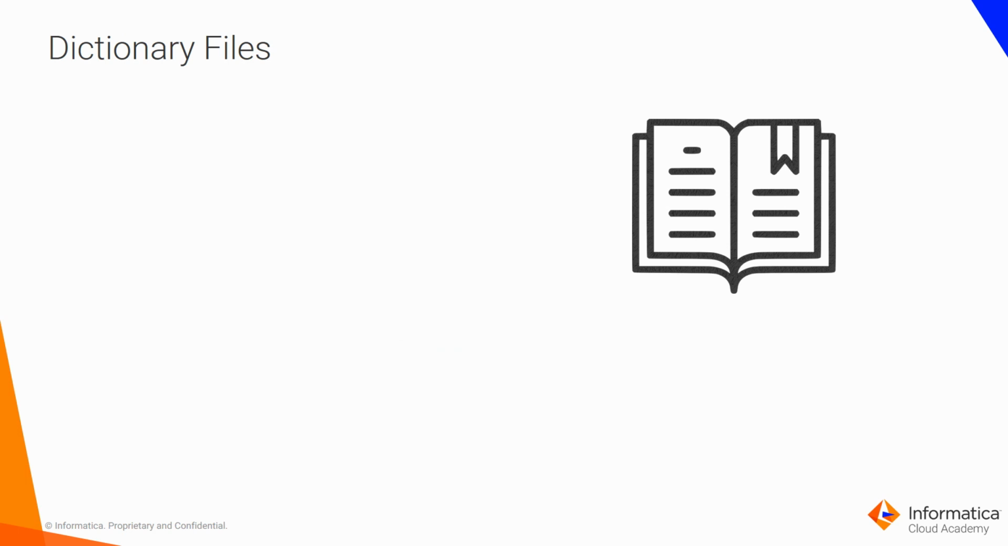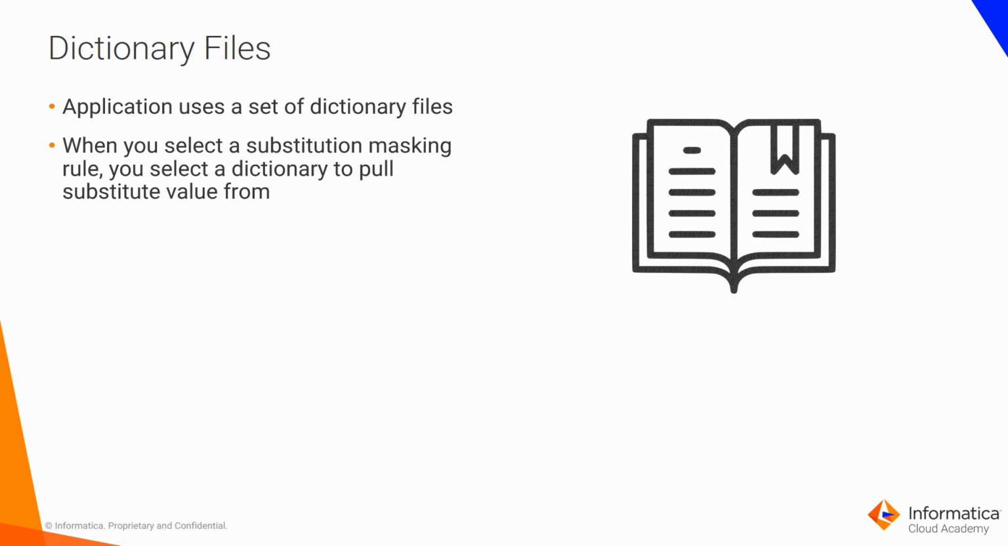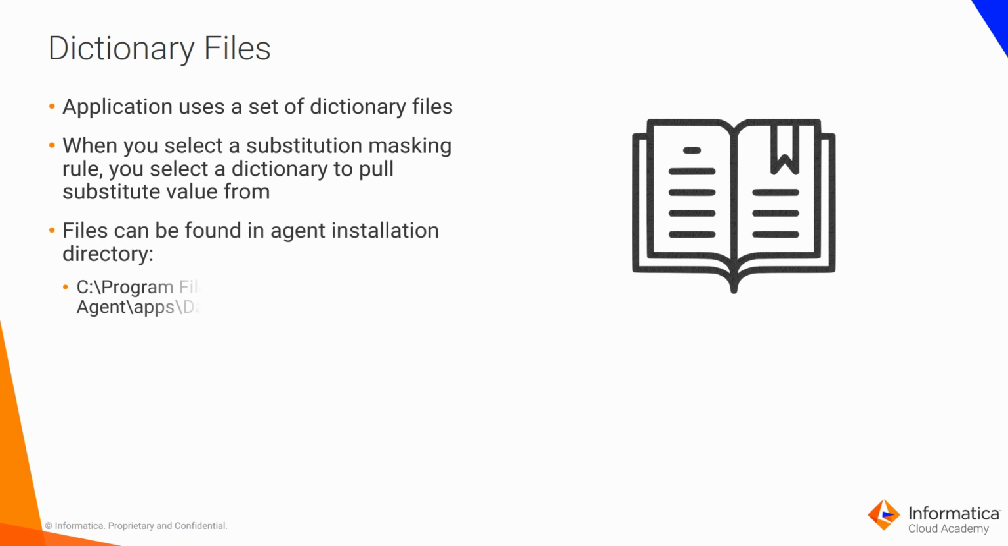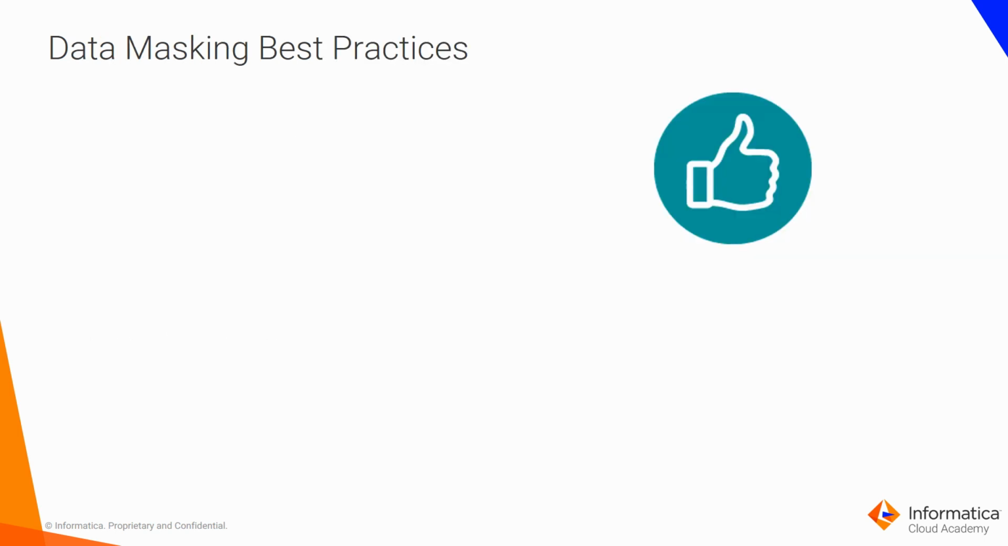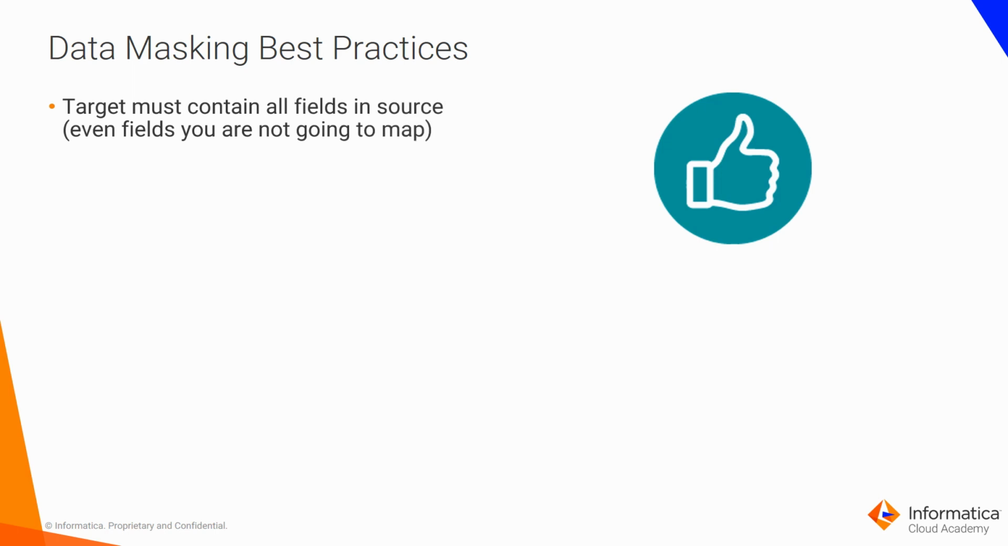The data masking service uses a set of dictionary files for the substitution masking rules. These files are located in the agent installation directory and are currently not modifiable. If you're substituting data in a separate target, let's say you are copying and masking data from a production Salesforce org to a sandbox, your destination org must contain all fields as the source org, and those field names must be identical. Now your target org can contain additional fields. However, those will not have data copied and masked into them.